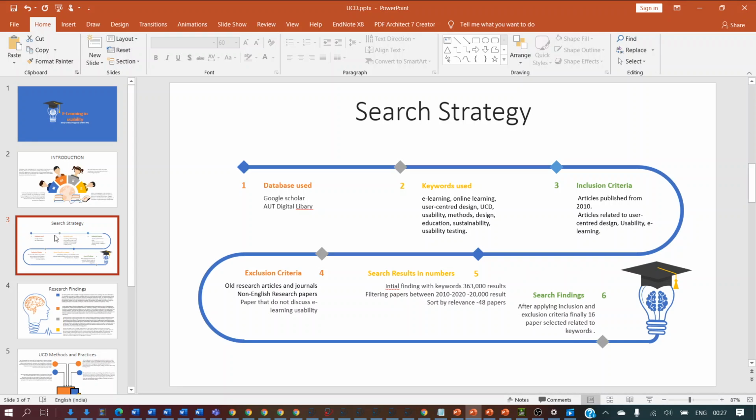So the initial search provided me 3,63,000 results. After filtering the papers between 2010 and 2020, there were 20,000 results. Also, after sorting by relevance related to usability and education, there were 48 papers. Then after refining all the papers, I selected 16 papers which are relevant to the study.